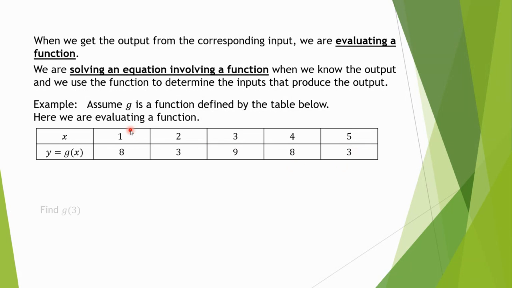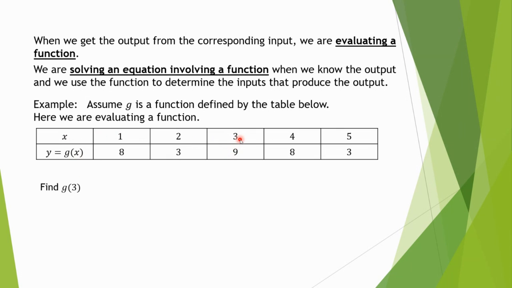So, for example, what would g of 3 be? How do we get that? We find 3 in the x row, because 3 is our input, and the table is telling us that g of x, so g of 3, is 9.